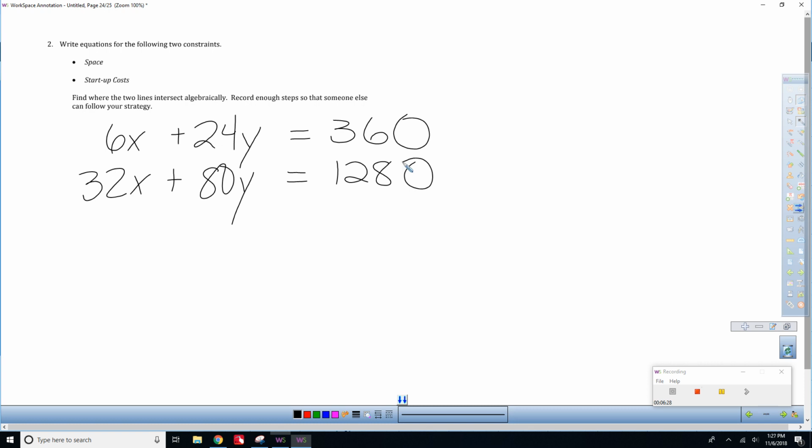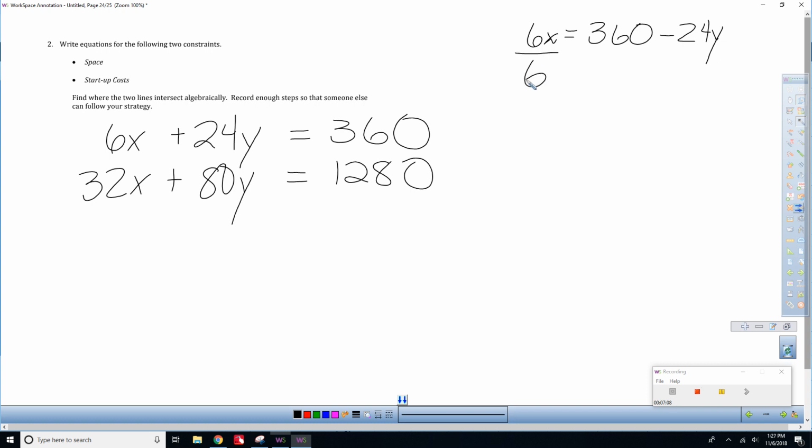I think what they want us to do here is possibly, let's see, maybe we want to solve this. Substitution would work, okay? We're going to have to do fractions, but we can handle that. We might be able to do elimination, but even this one I don't think is a good one to do elimination for. So I'm going to solve. I'm going to say 6x is 360 minus 24y. Do you follow where I got that from?